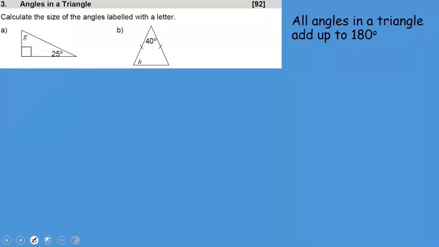So here's our next question. Angles in a straight line, angles in a triangle always add up to 180 degrees. So have a go at those and pause the tape.